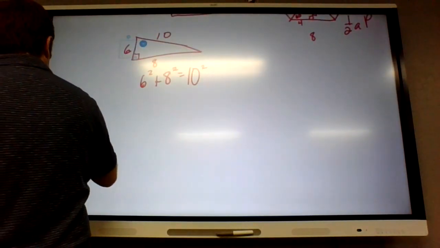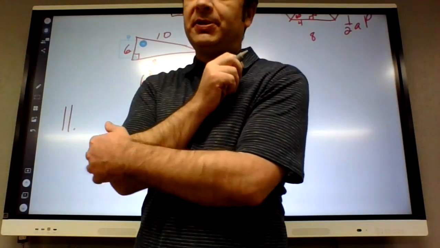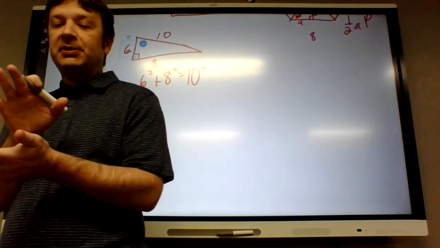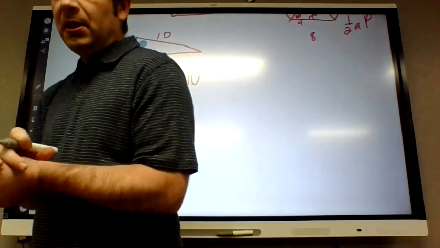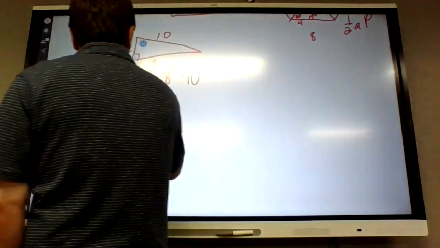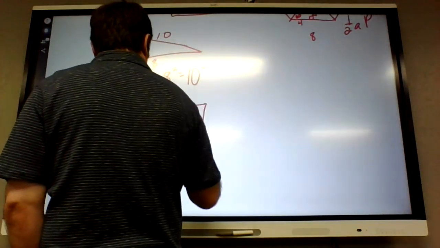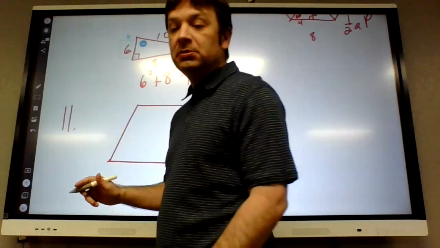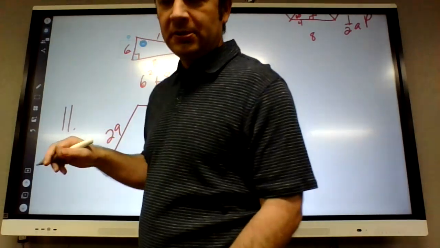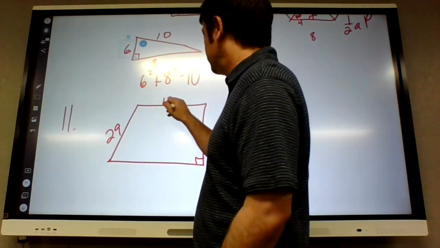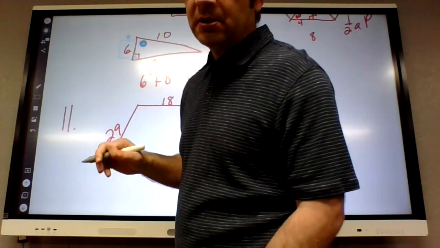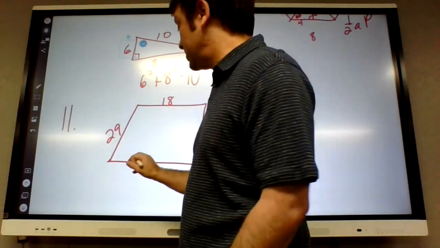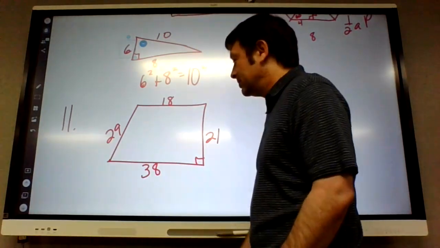Okay, number 11. You can kind of see in the picture that the 8 is at the bottom, but the 6 and the 8 would be the base and height of that triangle. Can you guys tell what shape is on number 11? It is a trapezoid. If you look at the top and the bottom of the prism, you can get all four sides of the trapezoid.